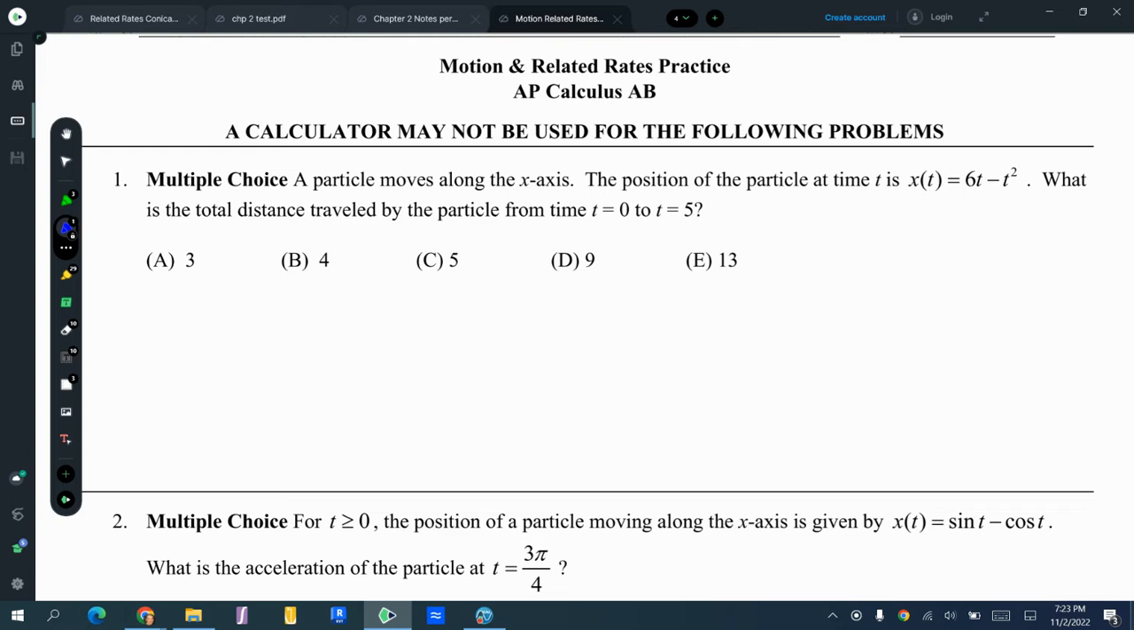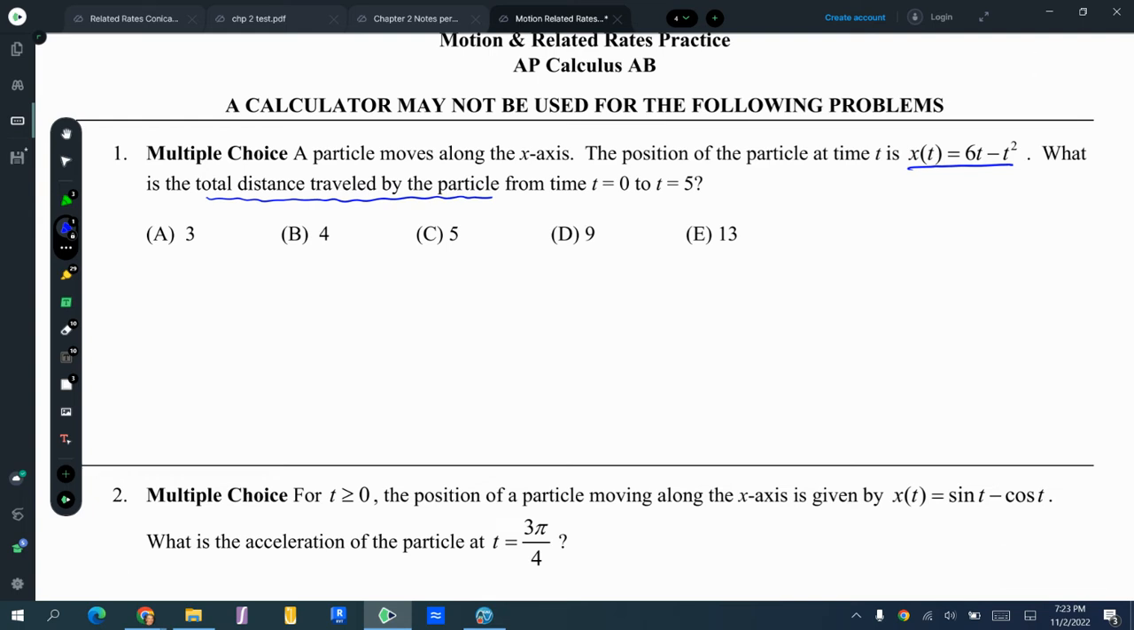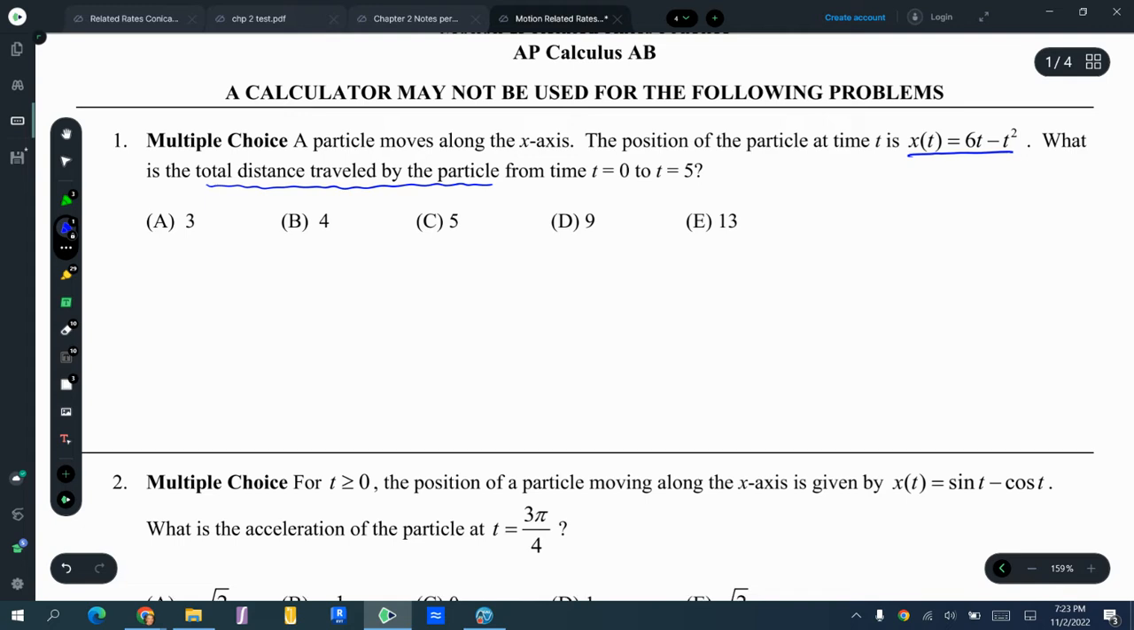A particle is moving along the x-axis. The position of the particle is given by this equation, 6t minus t squared. Find the total distance traveled by the particle. Now, in order to do this problem, we need to know when the velocity is zero, because that's going to help us know when and if the particle changes directions at any time.